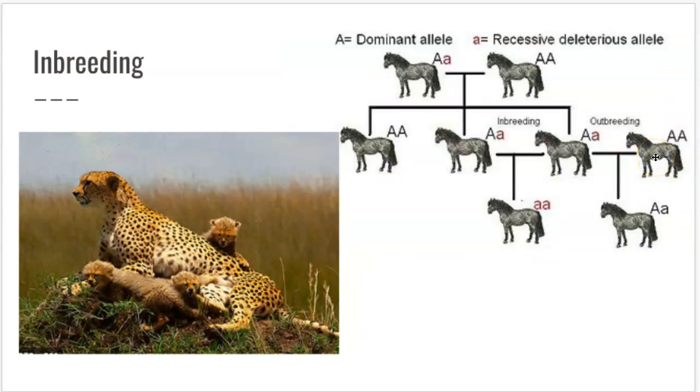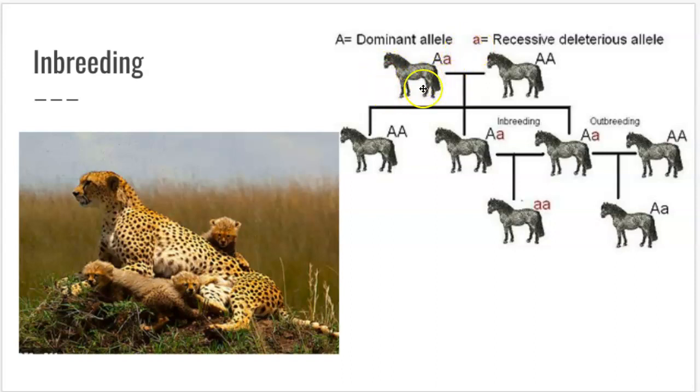Okay, other reasons why non-random mating is important. Inbreeding is when individuals who are closely related mate. This can cause problems in populations. If the population gets very small, the likelihood of inbreeding is increased. So if we look here at the pedigree, A is the dominant allele, this big A, and little a is the recessive deleterious allele. So this means that this one is not good, right?